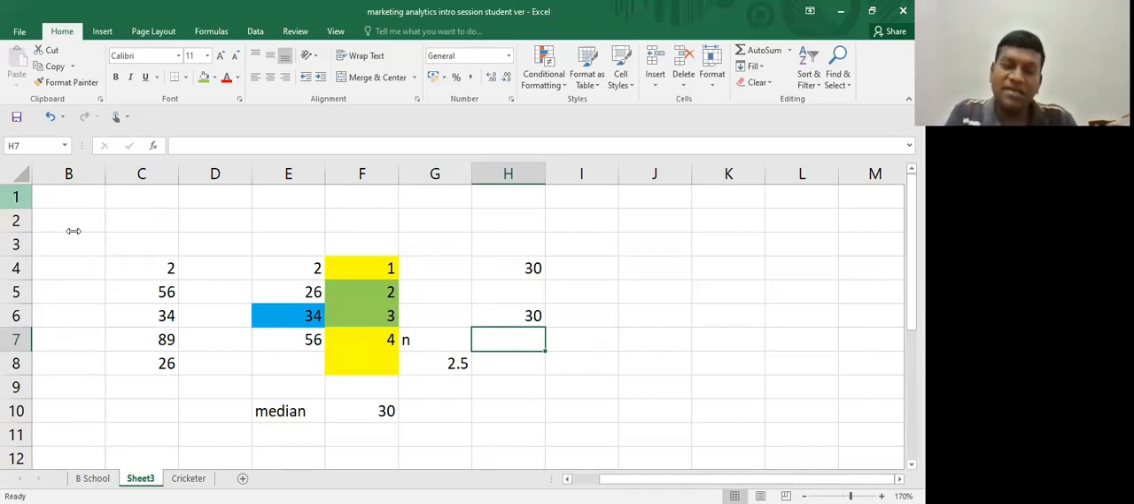Okay, so that's your mean, that's your median, and finally mode. Mode is the most repeated value which occurs in a data set. Now, because we're talking marketing analytics here, can anybody give an example of the application of mode with relevance to marketing? Where would mode be most useful in marketing?